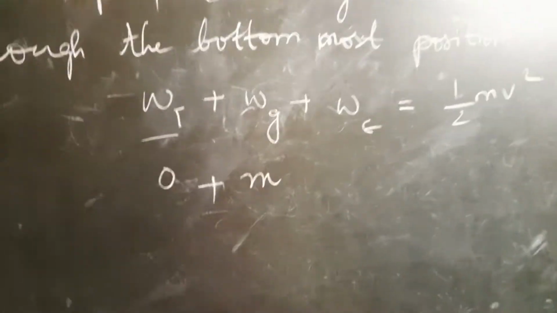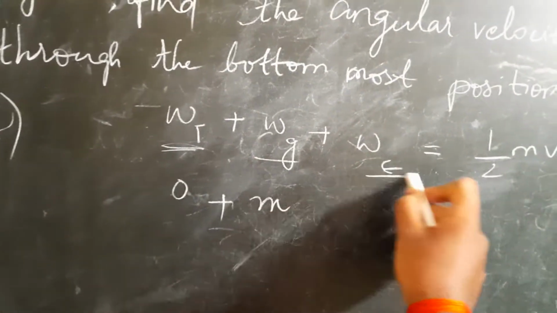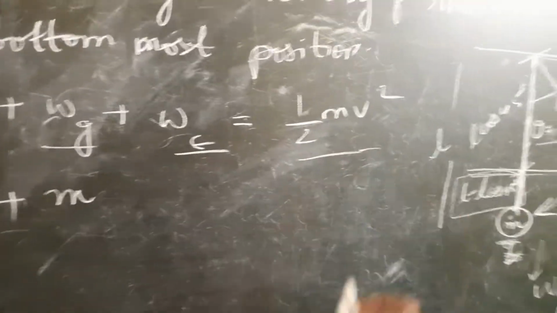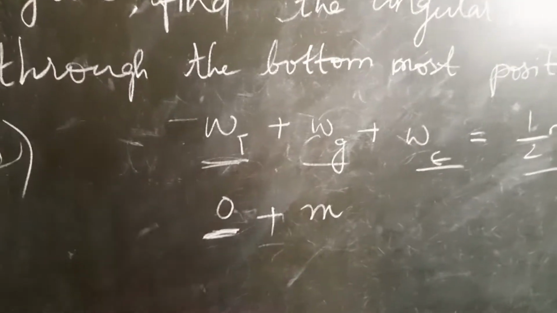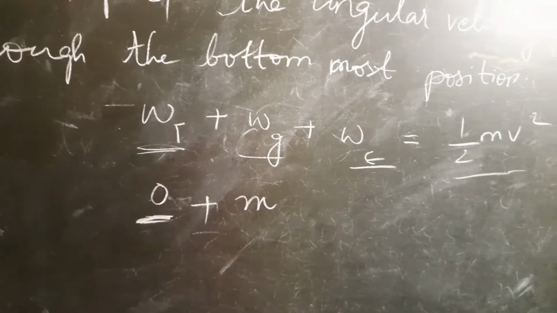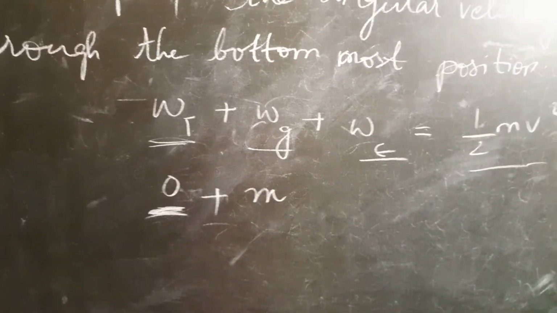If we write the corresponding equation: work done by tension, plus work done by gravitational force, plus work done by electrostatic force, should be equal to half mv square, which is the kinetic energy. As the rod is very light, it doesn't possess any tension, so we can take the work done by tension as zero.